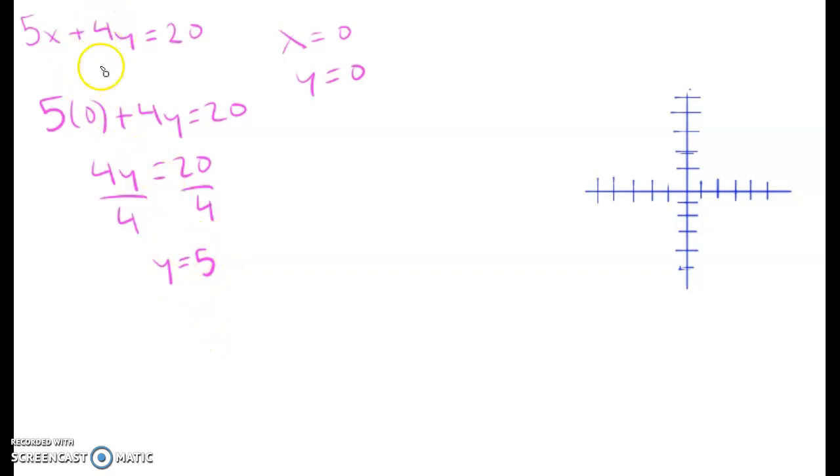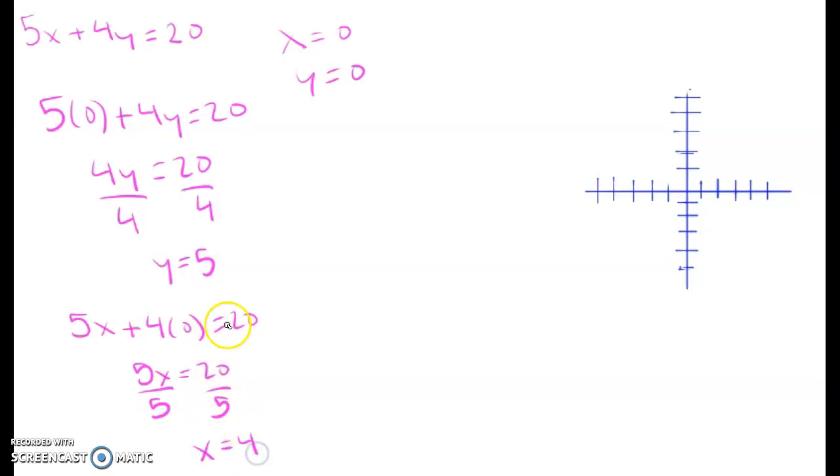So now we have to do the same thing to get our x-intercept. So we just do 5x plus 4 times 0 equals 20 to get 5x equals 20 and divide 5 on both sides to get x equals 4. So that's our x-intercept. So now we have 4 comma 5, which is what we're going to graph.